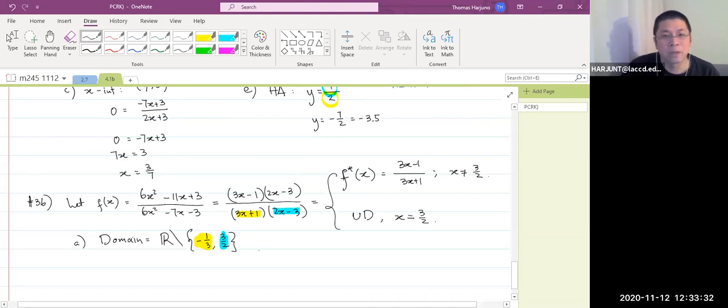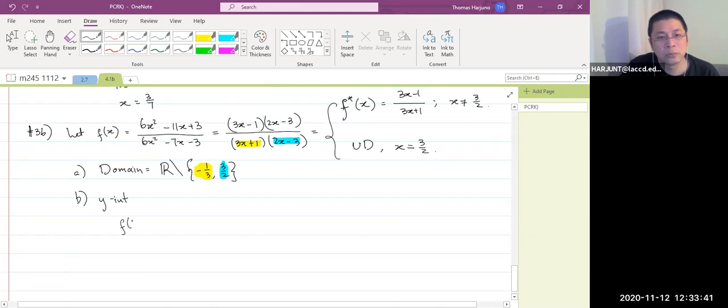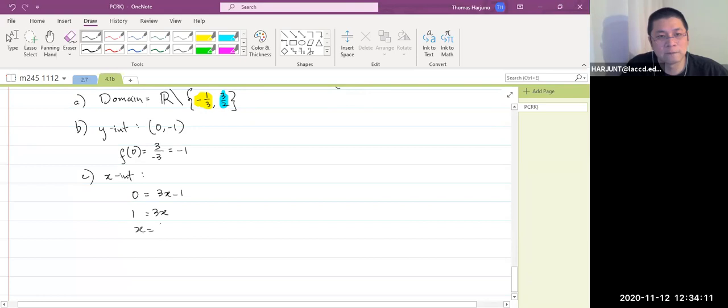And then part B, how about the y-intercept? The y-intercept is f(0). Now in my test later on, that's basically in test 4. What is f(0)? You see, it's a constant over a constant. That's -1. So the y-intercept is (0, -1). How about the x-intercept? You set the function to be 0 and only look at the numerator. So 1 equals 3x, x equals 1/3. Make sure that 1/3 is in the domain though.